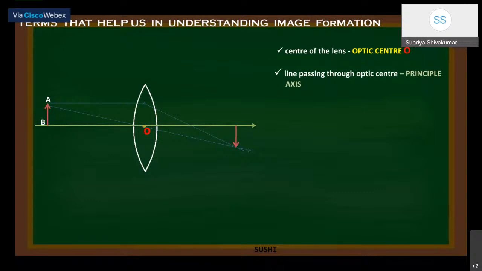Please don't try to find fault, asking why the image formation here is at this distance and should have been according to the table. This is only for understanding that I have put.